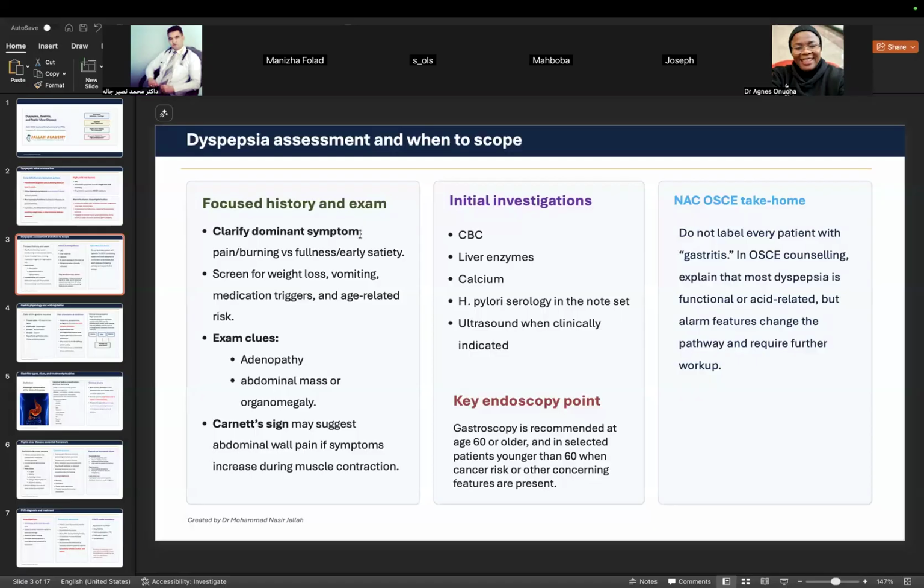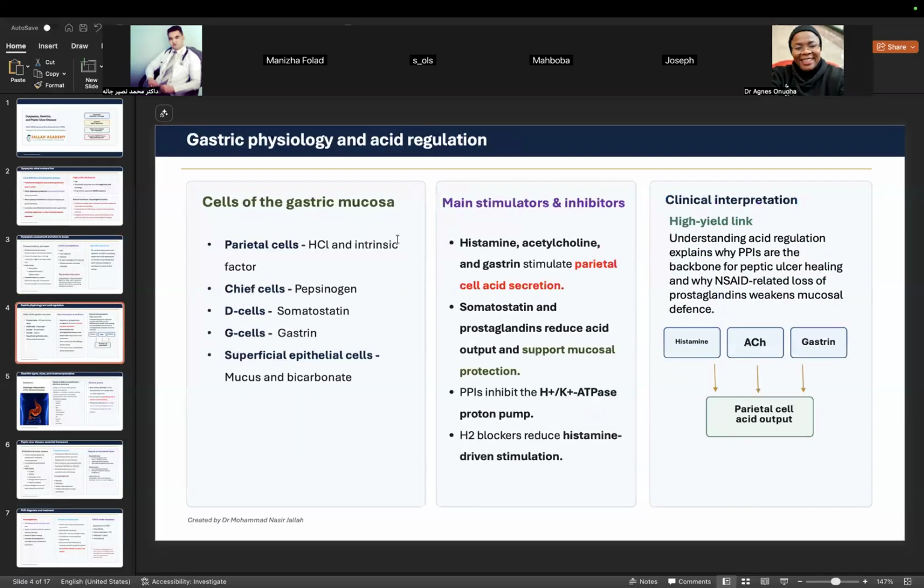So in my patient, I think the patient did not have any alarming symptoms and the patient has mild dyspepsia rather than gastritis, or the patient has gastritis, not functional. But it means that we do not label any patient with epigastric pain or burning or early satiety or fullness as gastritis, unless it is one. So gastric physiology and acid regulation, obviously, these are the things that you need to memorize.